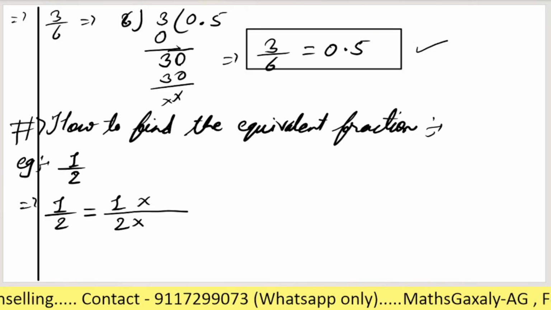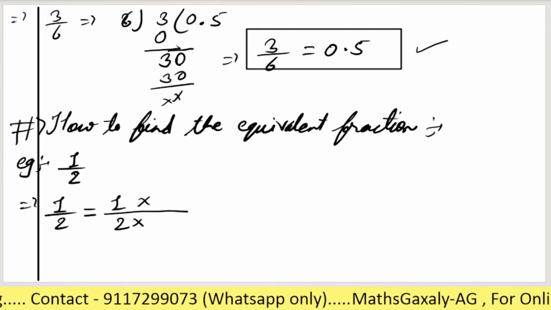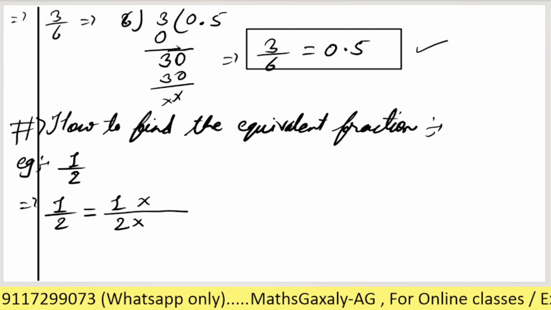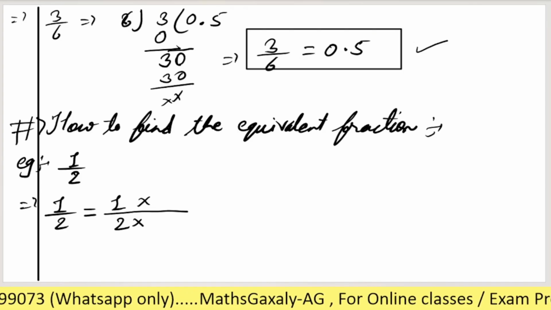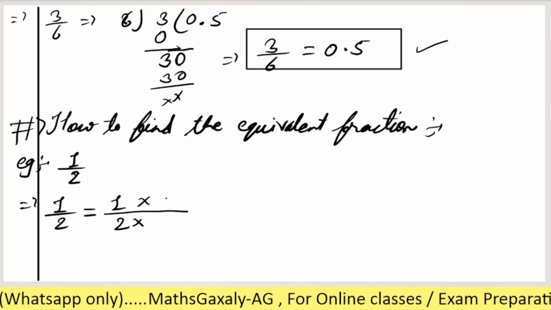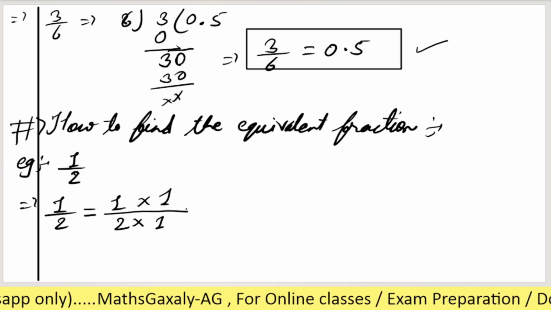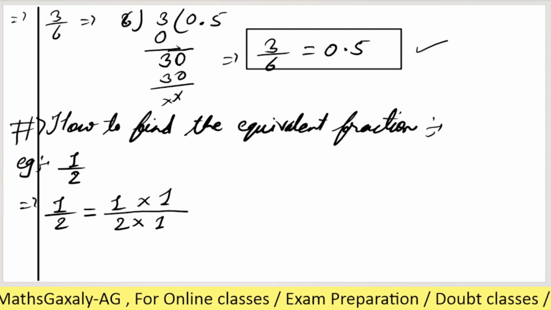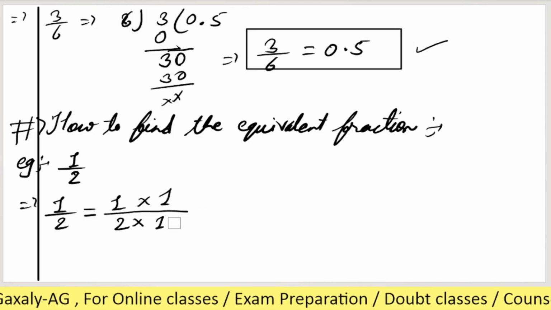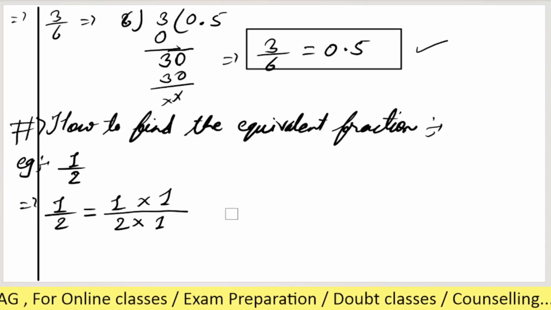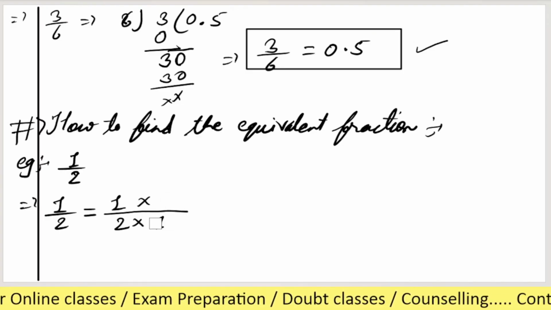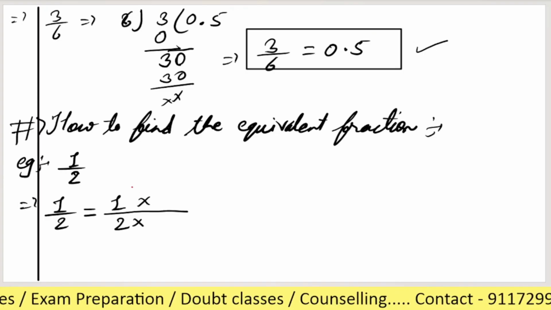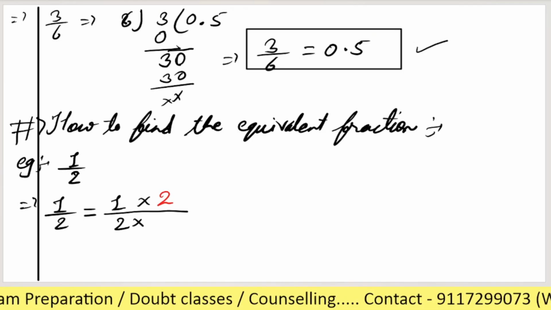Whenever we do these things, you can multiply it by any number, but to avoid confusion, we will multiply it by counting numbers. As you can see here, when we multiply both by 1, we will get the same fraction, right? Because 1 into 1 will be 1, and 2 into 1 will be 2. So we will get the same fraction. So that's why in the first we will not multiply it by 1, we will multiply it by 2.